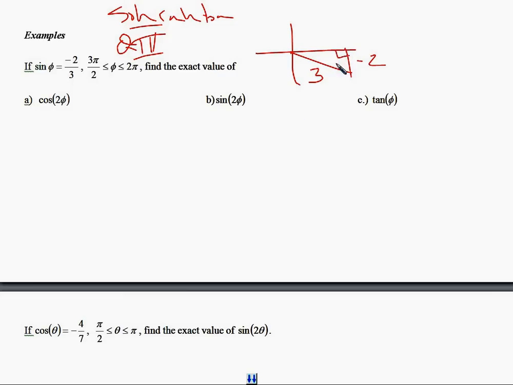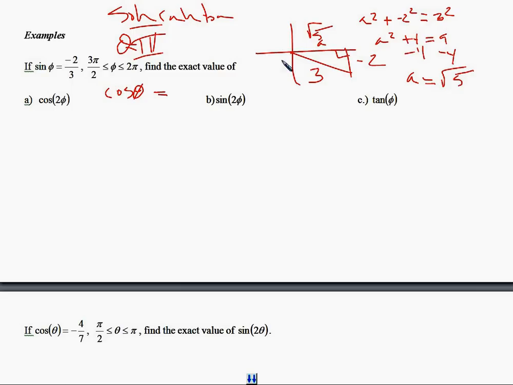So I'm going to use my Pythagorean theorem here in order to find the x value, which would just be, we'll call this a, a squared plus -2 squared equals 3 squared. So I have a squared plus 4 equals 9. Subtract 4 from both sides and take the square root, and you've got radical 5. So then I know that the cosine of this is going to be equal to radical 5, the adjacent side, over the hypotenuse. And I'm asked later for tangent, so we'll find that one as well.